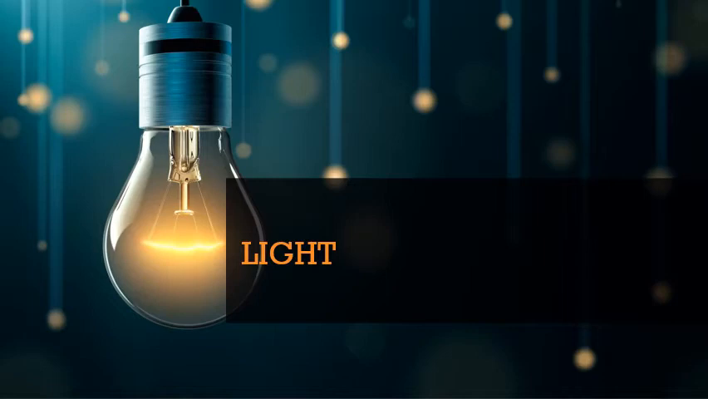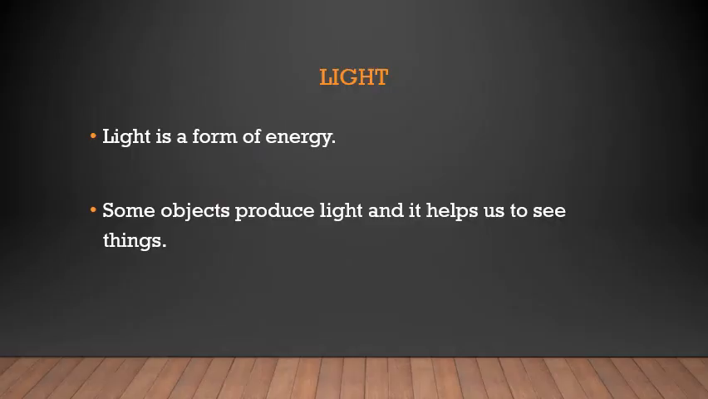I am reading out from page number 104 of your textbook. Please follow the textbooks if you have them. So, light is a form of energy. Some objects produce light and it helps us to see things.